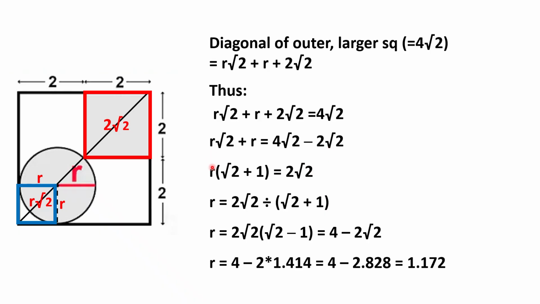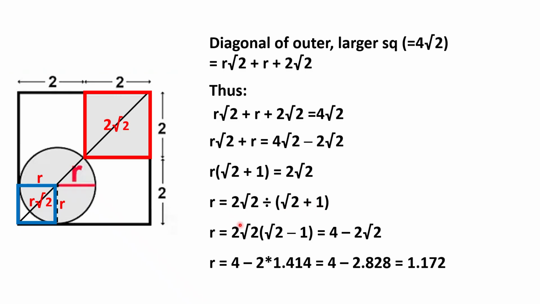Take out r as common factor. So r times (root 2 plus 1) is 2 root 2, or r is equal to 2 root 2 divided by root 2 plus 1. Now rationalize by multiplying by the conjugate, root 2 minus 1. So 2 root 2 times (root 2 minus 1). When you multiply by root 2 minus 1, the denominator will become 1.